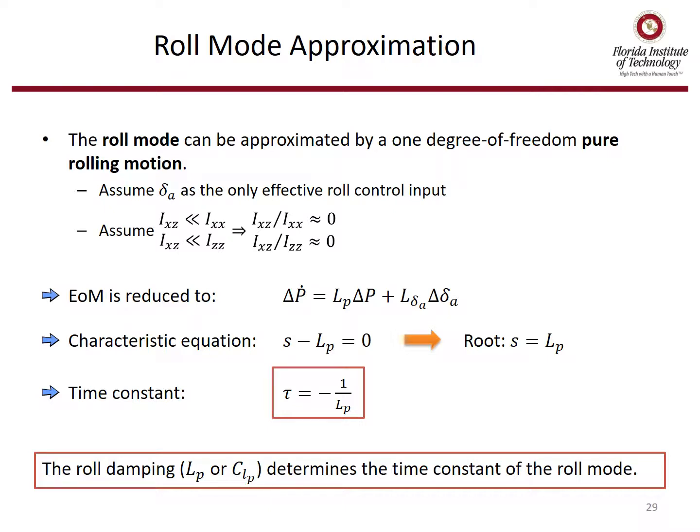The roll mode can be approximated by a 1 degree of freedom pure rolling motion. There's a lot of details here, but ultimately we can come up with an estimate for the roll mode time constant as negative 1 over L_p. The roll damping L_p or C_l_p determines the time constant of the roll mode.